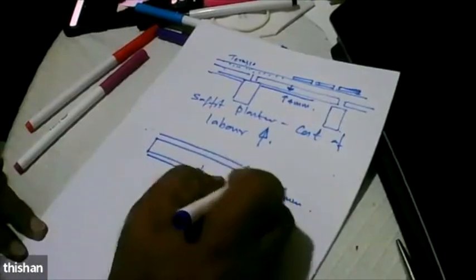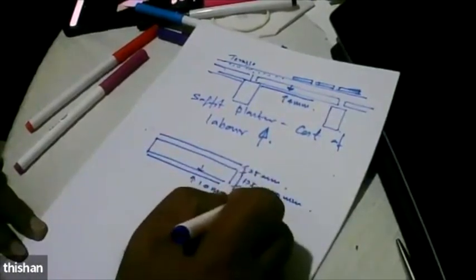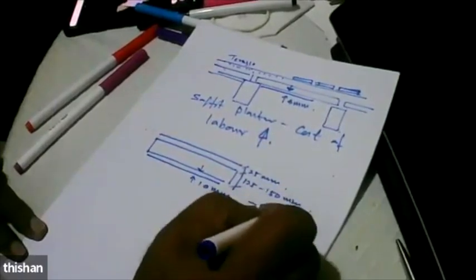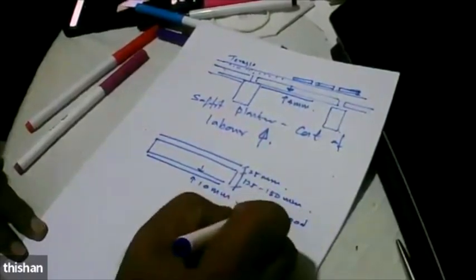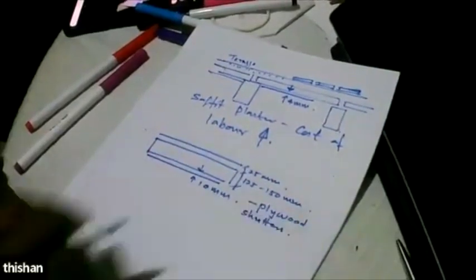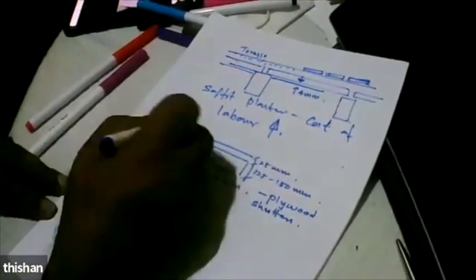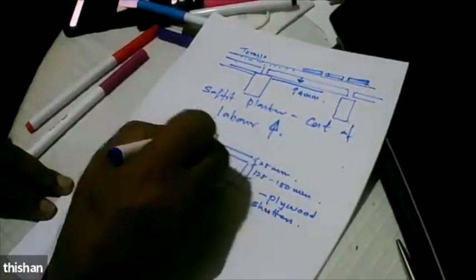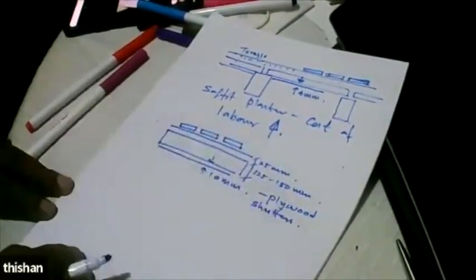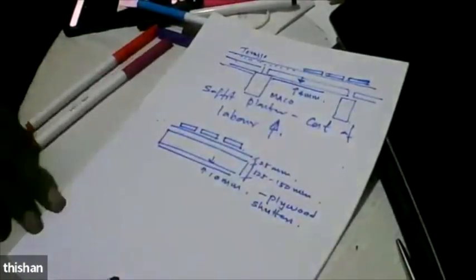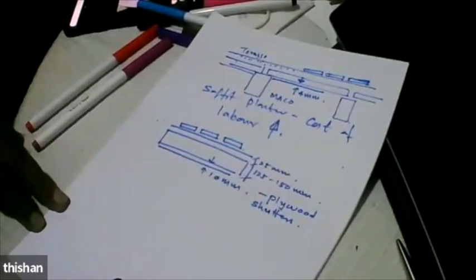Sometimes you can avoid soffit plaster if you go with plywood shutters, or steel shutters. So that possibility is there. And then we have the tiling. So if you are using a macro superplus type of thing, there is no cost penalty on the soffit side of this system. It's like using plywood formwork or steel shutters.